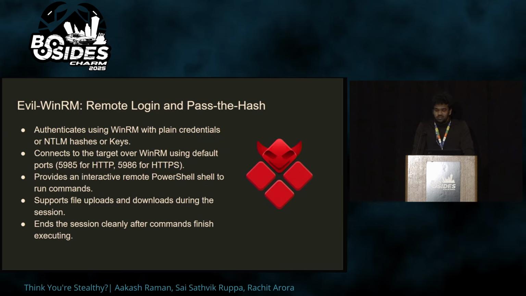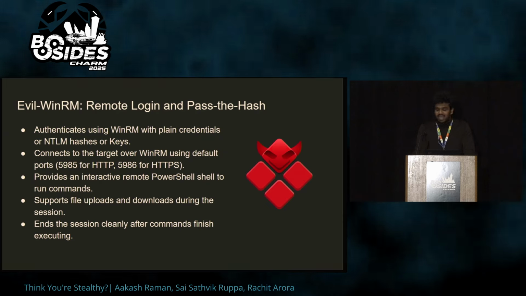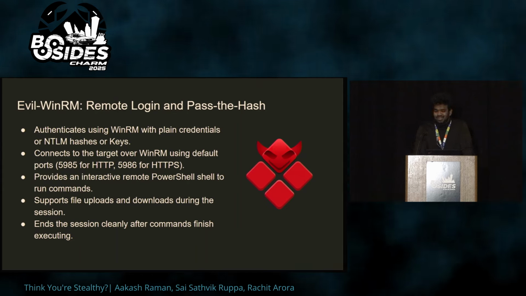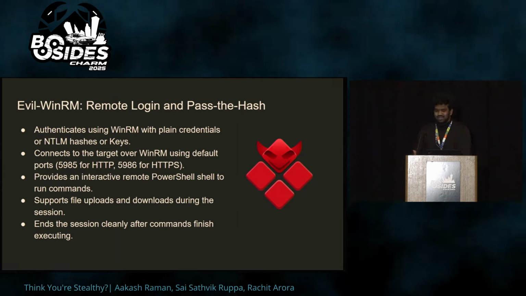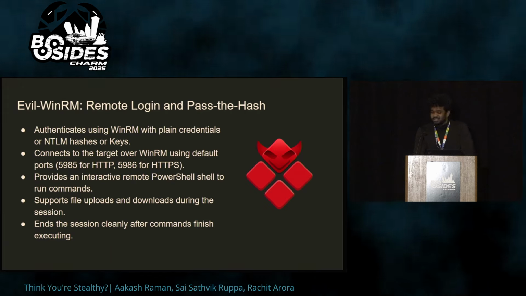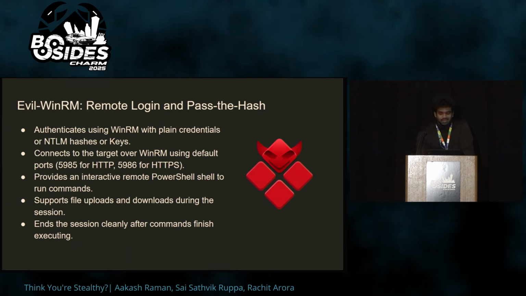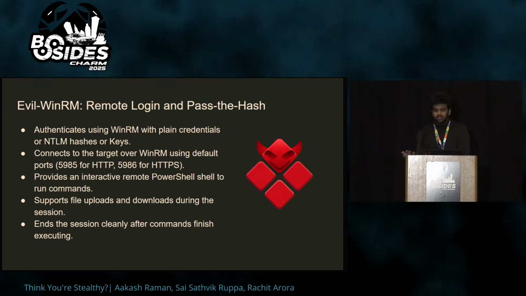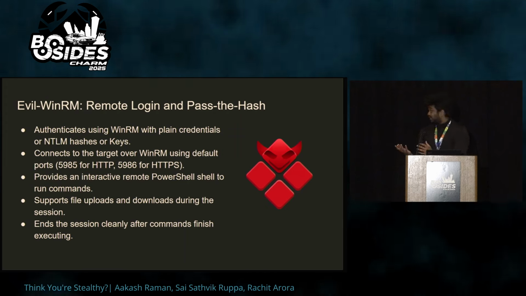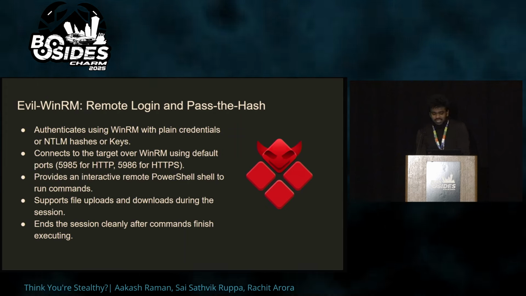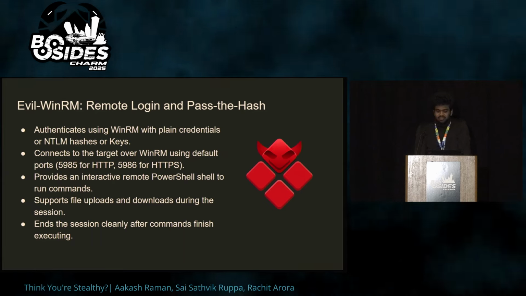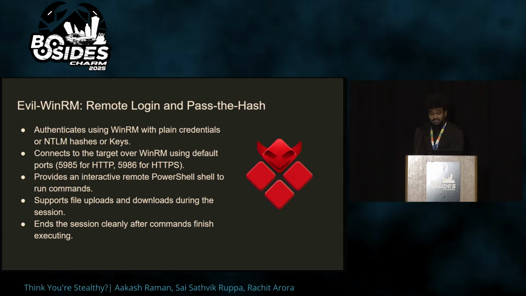One of the covert ways to laterally move within an Active Directory network is through the WinRM protocol. WinRM is like a Windows version of SSH. It allows you to remotely manage Windows machines using PowerShell. Evil-WinRM is one such tool which helps you do that. And the cool part is it even allows you to perform pass the hash attacks. It can authenticate using plain credentials, an NTLM hash, or keys as well. WinRM runs on 2 ports, 5985 and 5986, one for HTTP and one for HTTPS.